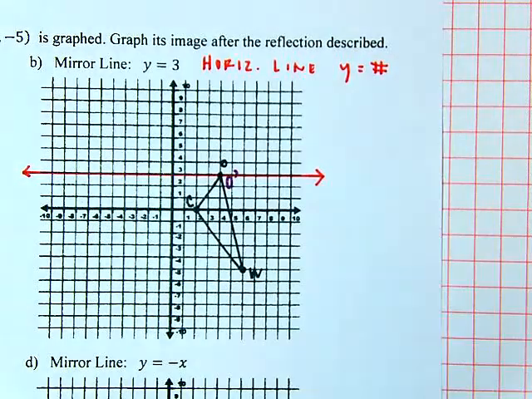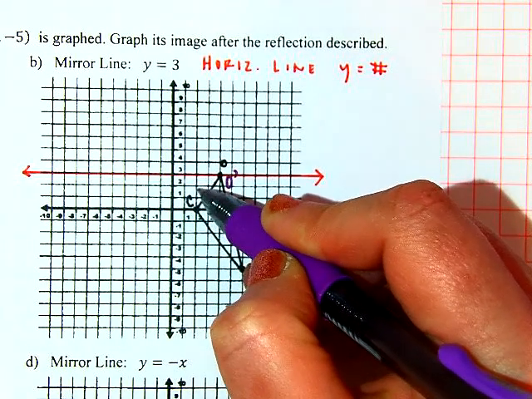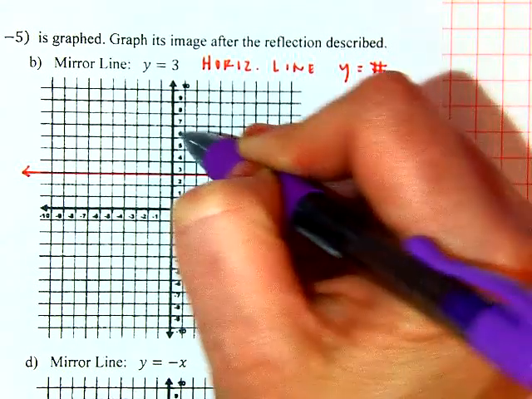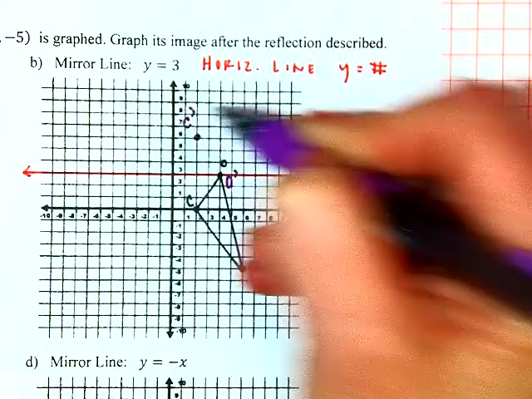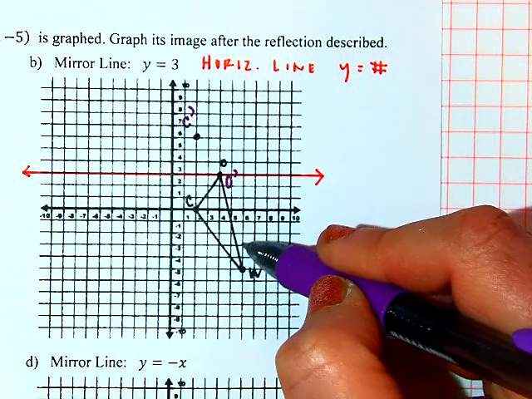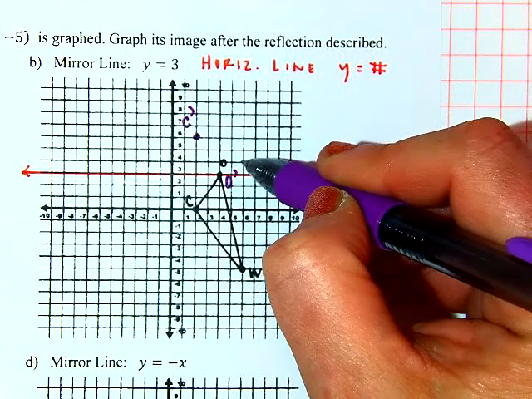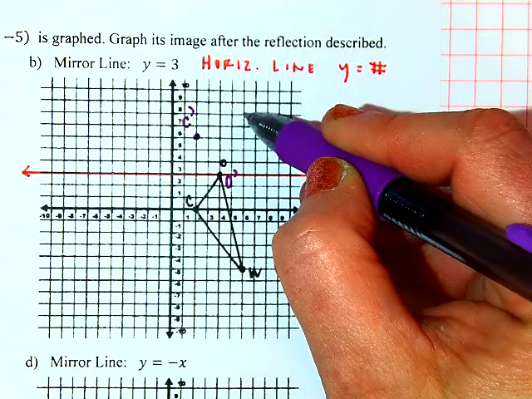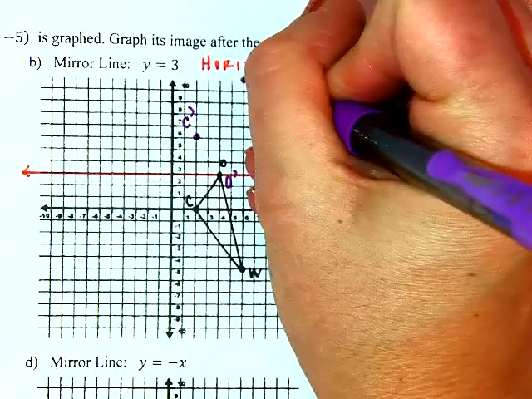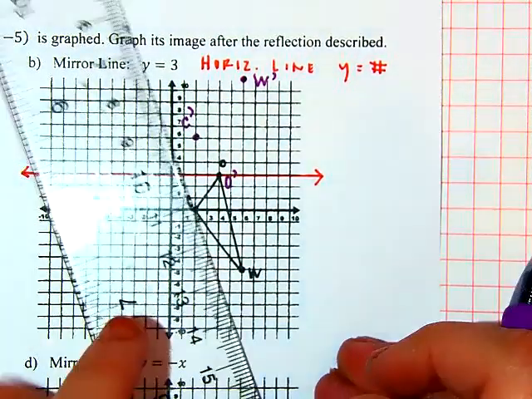So I'm just going to put a new little dot there and just write that that's going to be O prime. For C, I need to count up to the line. So 1, 2, 3. So 3 away in the opposite direction. Here's my C prime. And then W is the last one. So 1, 2, 3, 4, 5, 6, 7, 8. So I need to go 1, 2, 3, 4, 5, 6, 7, and 8 right there. There's my W prime. Okay, connect the dots.